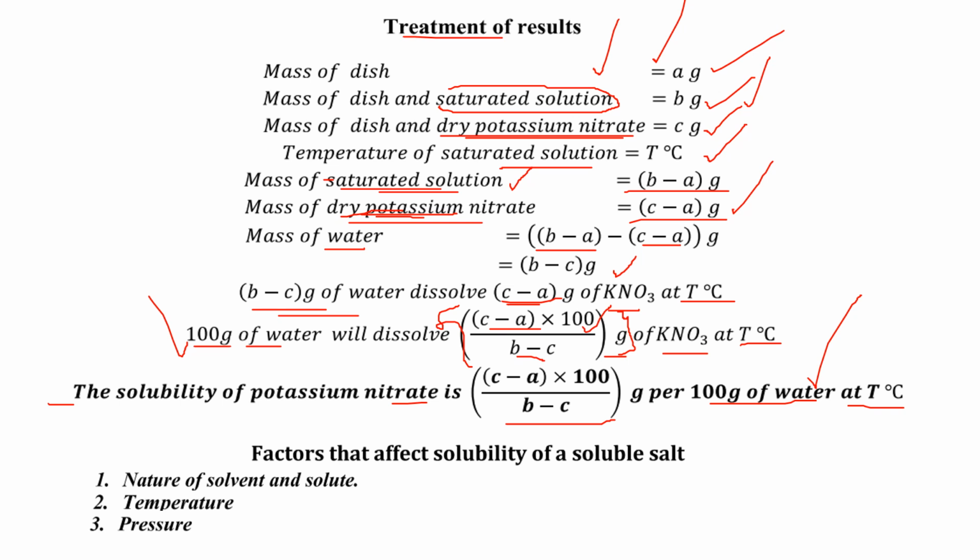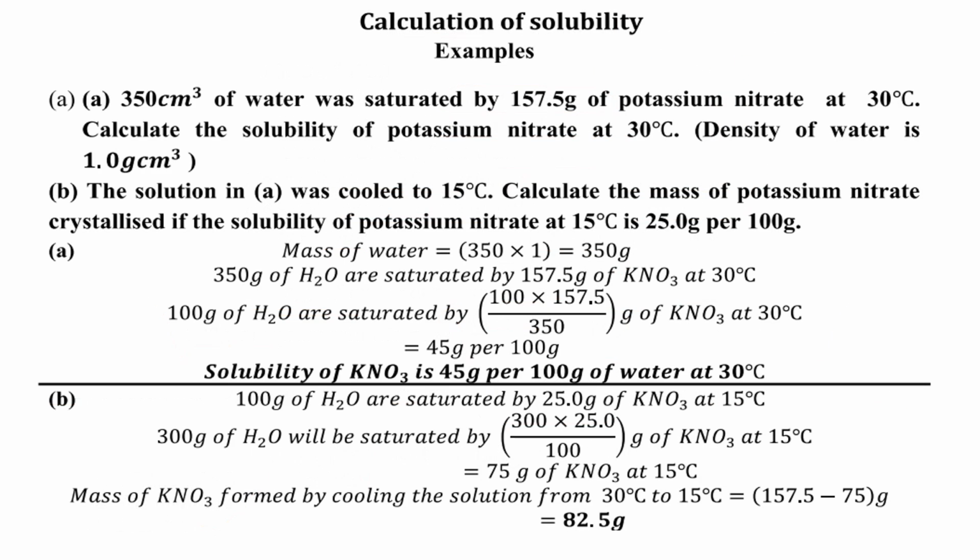So let's look at the factors that can affect the solubility of a soluble salt. First of all, we look at the nature of the solvent and the solid. The other one is going to be temperature. Remember that an increase in temperature increases solubility, as well as pressure. An increase in pressure is also going to increase the solubility of any given solid. Examples that you can be using so that you can calculate for solubility in any given question that may be presented.